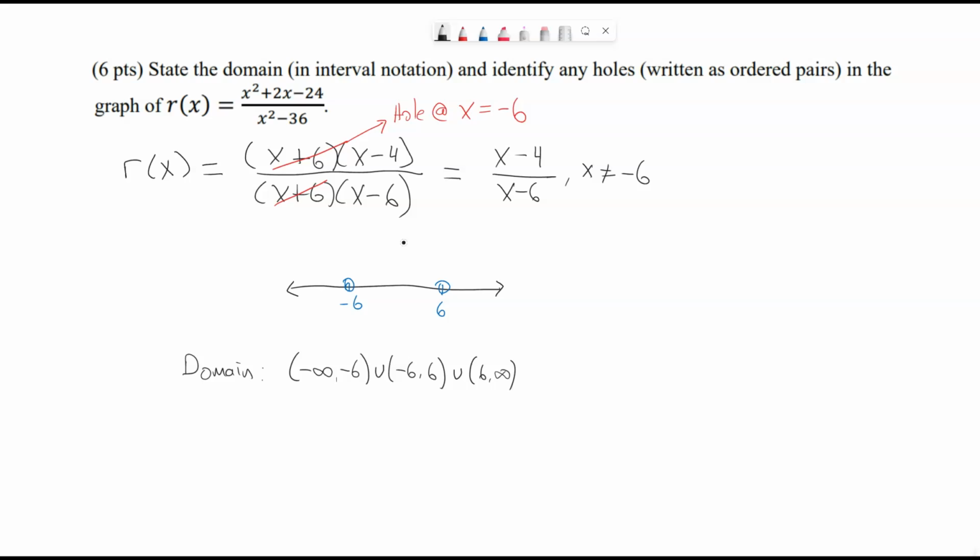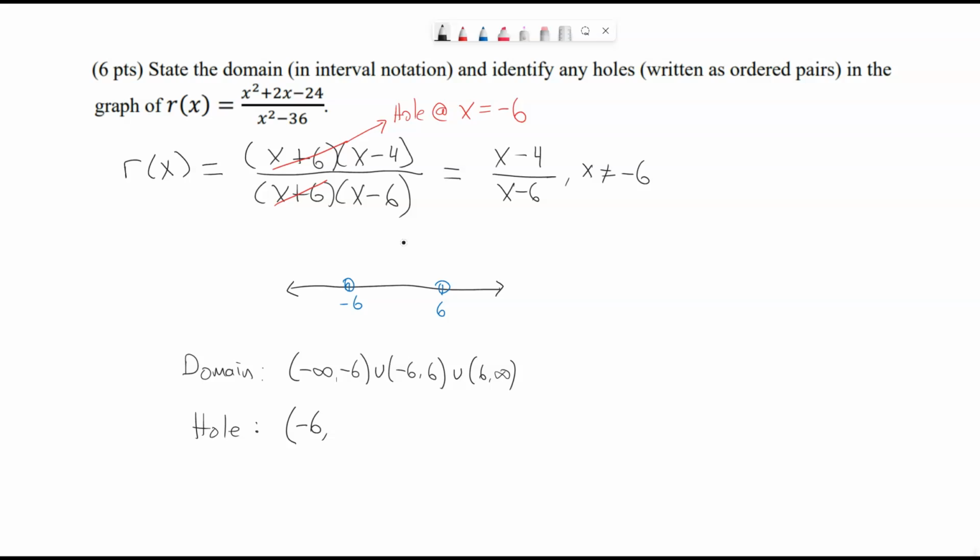So that's the domain. Now the hole, there's one hole, and the x value is negative 6. This is from the factor that reduced. It's not in the domain, but it didn't cause a necessary divide by 0 because that restriction actually reduces out. It's just a hole.